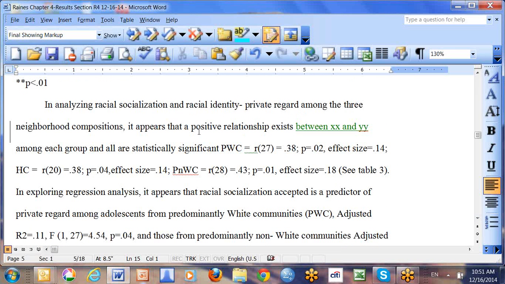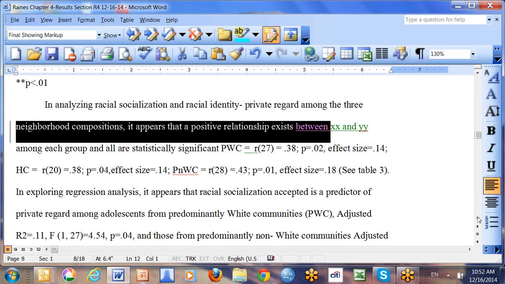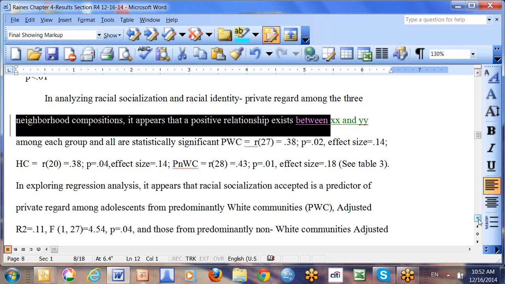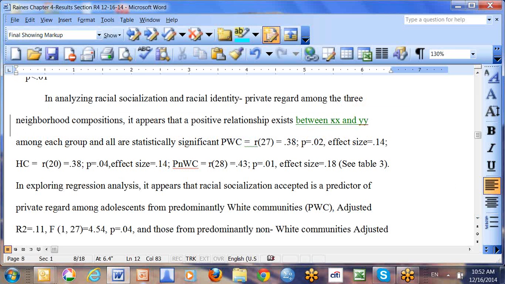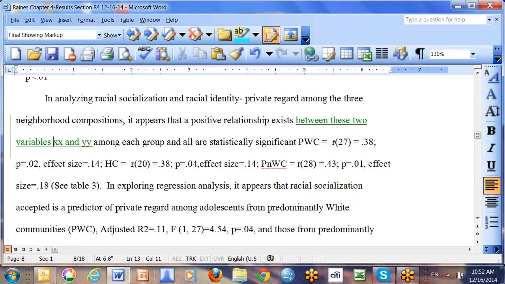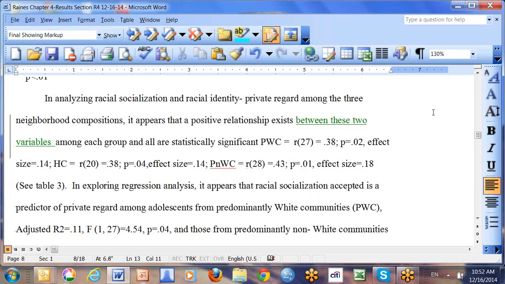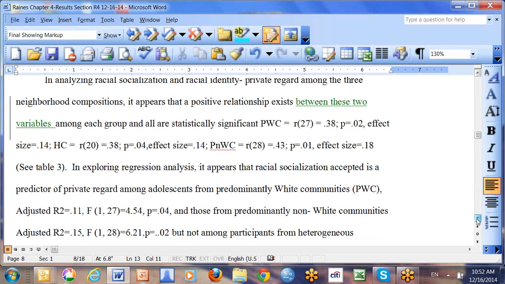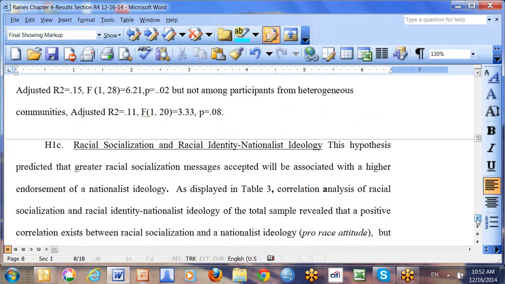Sometimes your wording is a little awkward because you're not used to writing research. In here you said a positive relationship exists among each group. Well, a positive relationship exists between this variable and that variable, so spell out what they are. Okay, because I was trying to not be so wordy. Or you could say between these two variables, that will fix it. If you're talking about a relationship, you have to say relationship between what and what. So that fixes it. Okay.